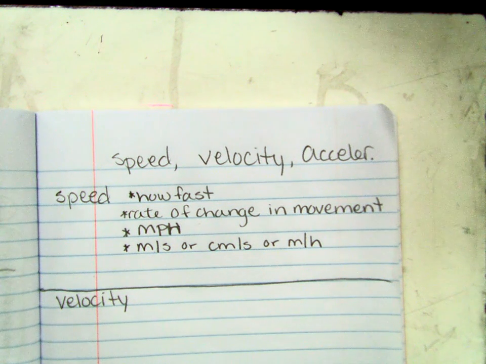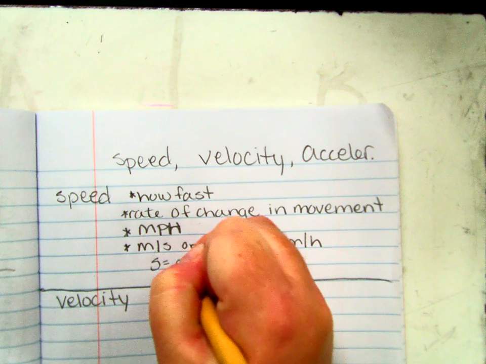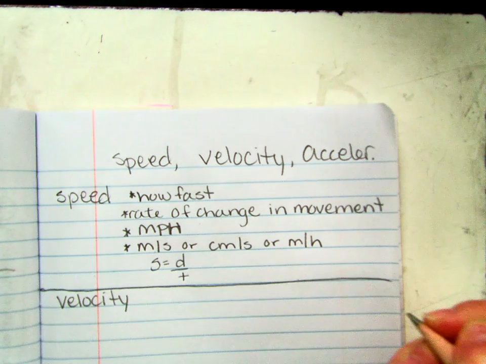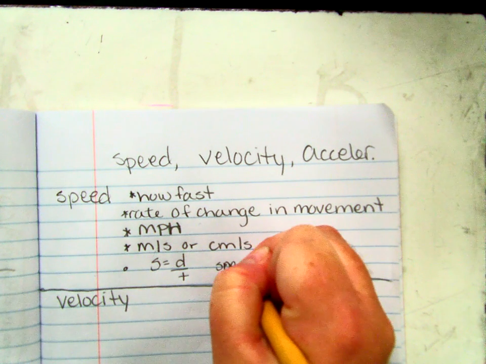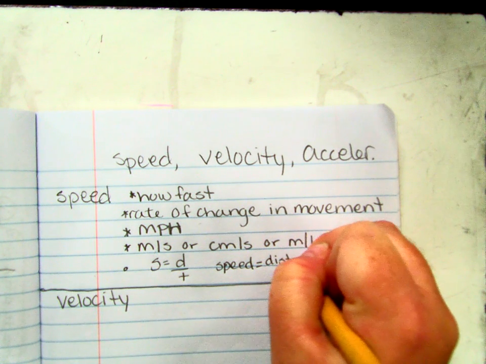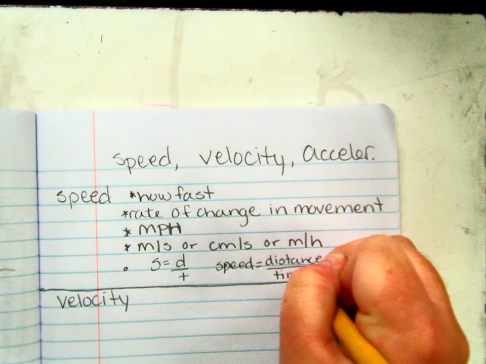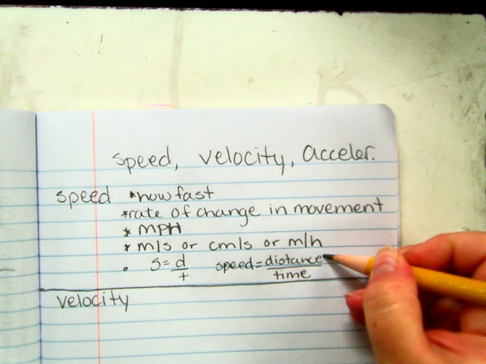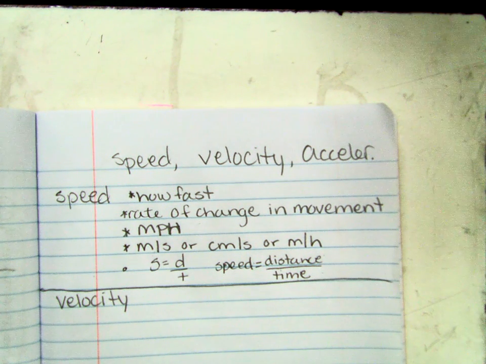Now, to determine an object's speed, we don't always have a speedometer in front of us, so we have to use the equation speed equals distance divided by time. So over here we're going to write down speed equals, and then we're going to write the whole words, distance divided by time. So that's basically saying how far did I go in how many minutes or time, which gives you speed.